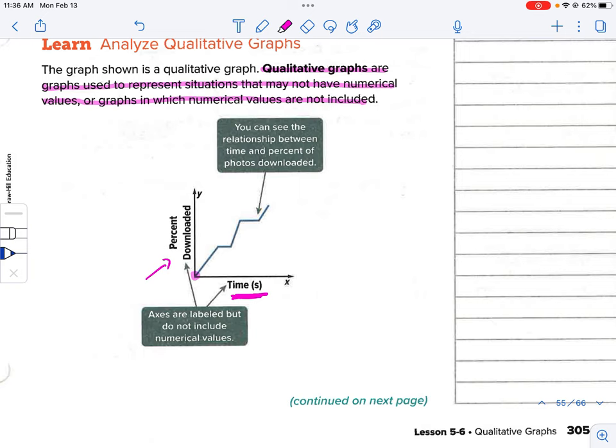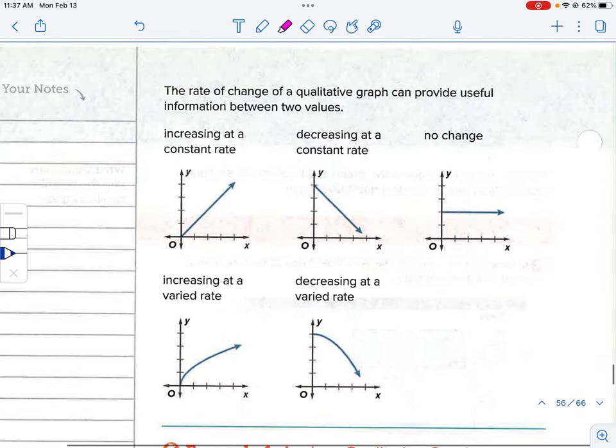Then it steadily downloaded, but then here it stalled out. For a couple seconds it stopped. It didn't download for a couple seconds. Then it started downloading again for a few seconds. And then here it stalled out for a little bit. And then it started downloading again. That's our story. So let's look at the next one. Or let's look over here.